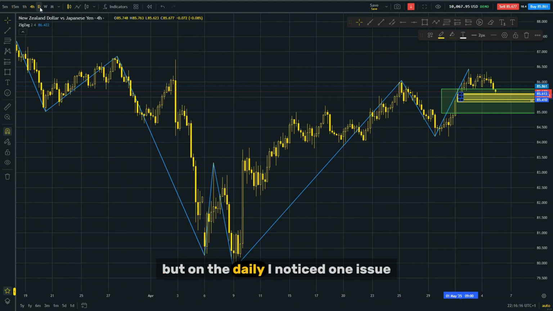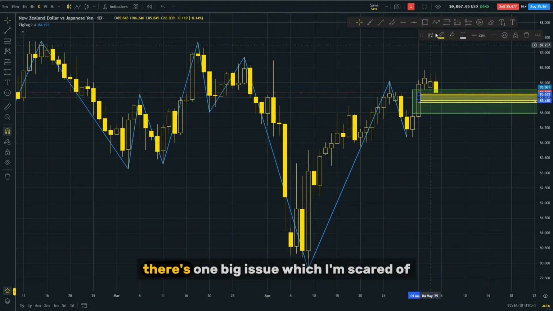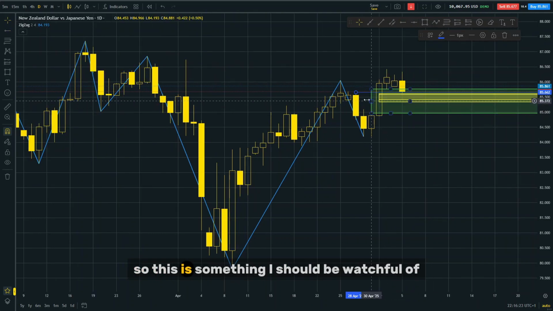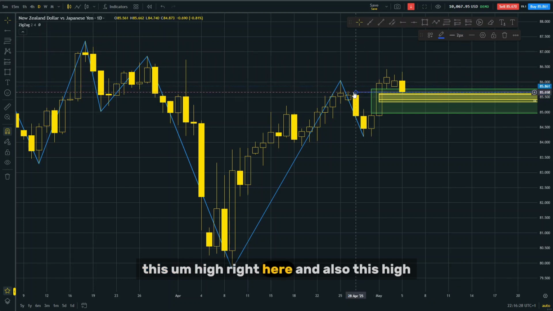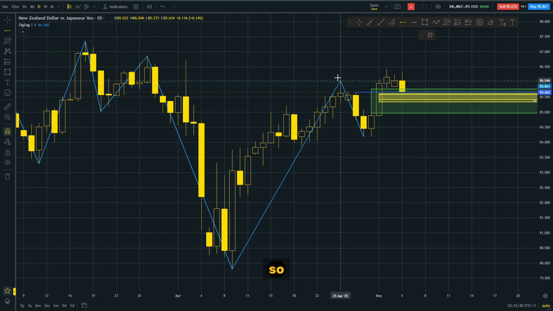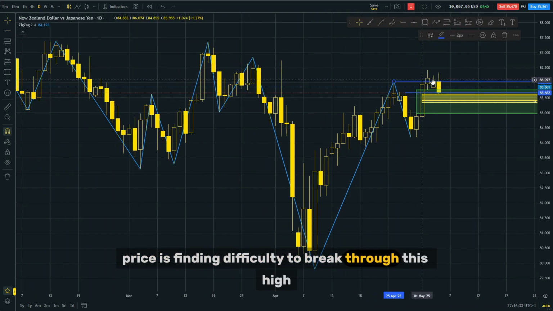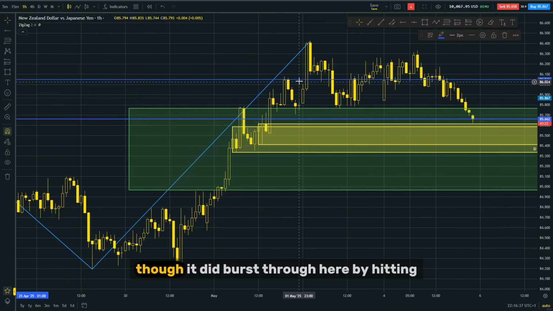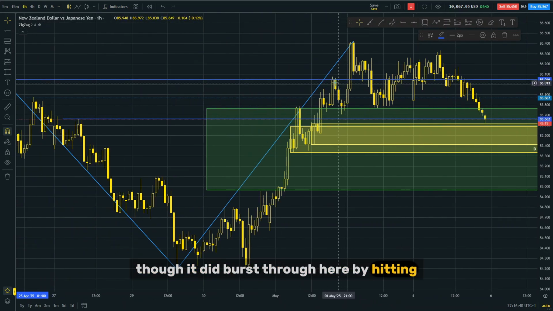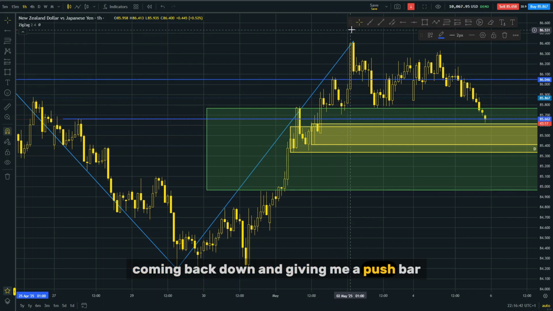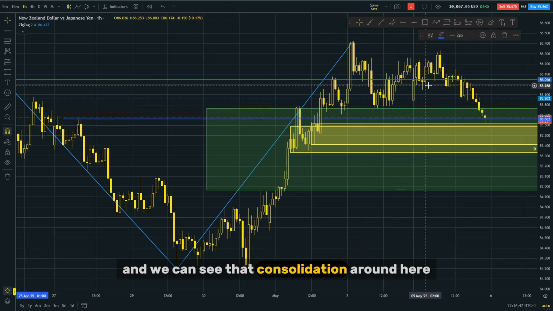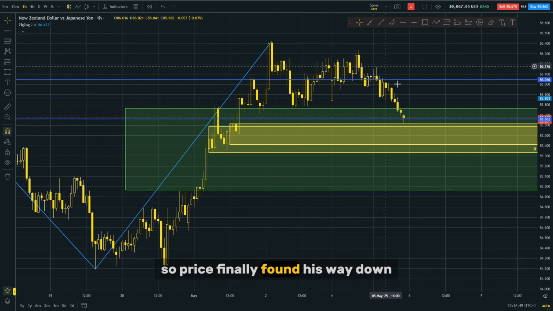But on the daily, I noticed one issue. There's one big issue which I'm scared of. So this is something I should be watchful of, this high right here, and also this high. So price is finding difficulty to break through this high. That is why it's returning back here, though it did bust through it here, coming back down and giving me a push, but that push was quickly rejected, and we can see that consolidation around here till price finally found its way down.